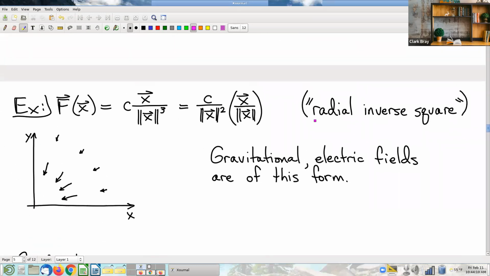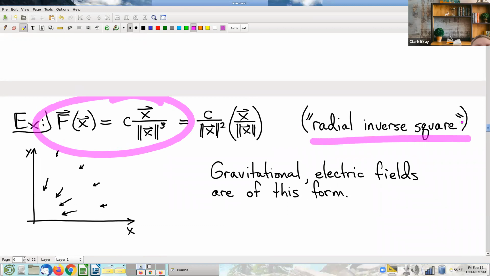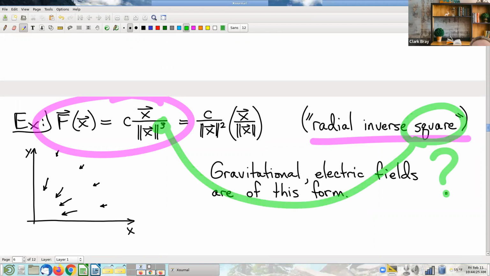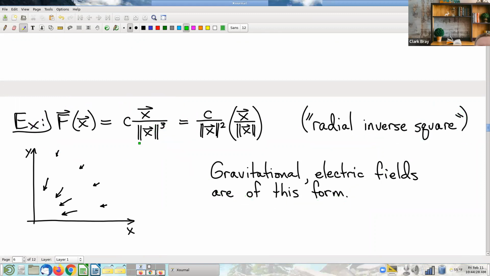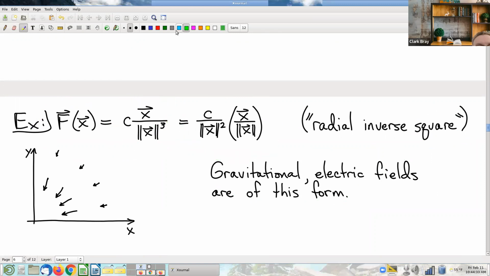This is important for physical reasons, or I should say physics reasons. This vector field right here, this is what we call a radial inverse square vector field. And a lot of people look at this and say, it's not inverse square, it's inverse cube. So what gives? Why do we call that inverse square? Because you can rewrite this formula like that and make the observation that what you have over here is a unit vector. So one of the factors of magnitude in that denominator is actually just needed to define the direction with a unit vector. And so what remains is inverse square.